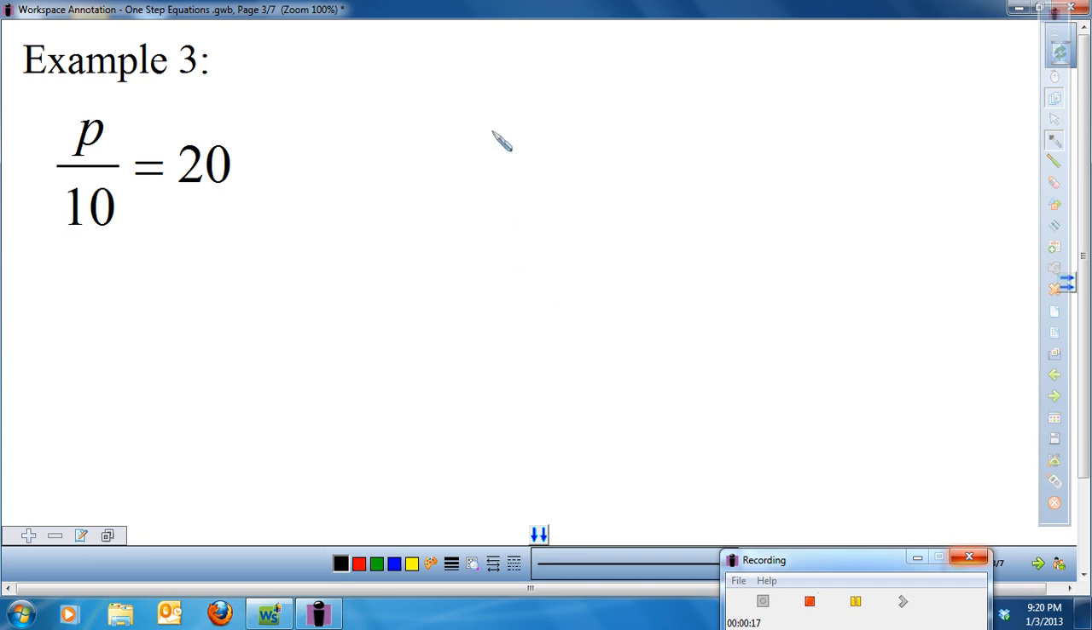Let's do a few more examples. We're dealing with an equation, so let's create our done and undo box. I'm going to ask myself, okay, what's happening to p? Now this one's a little bit tricky because we see this fraction bar, but remember that this fraction bar means division. So what's being done to p? It's being divided by 10.